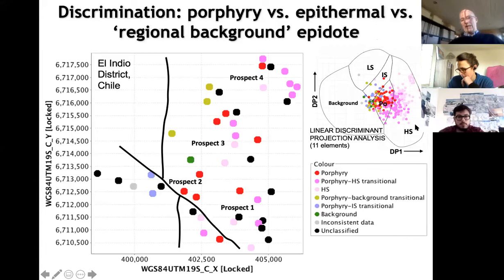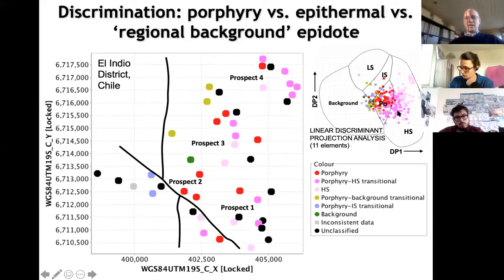Now plotted on here are data from an area in the El Indio district in Chile, which is shown in map view over this side. And based on where the epidote data points plotted, we can classify the samples into what type of association we think the epidote was associated with.